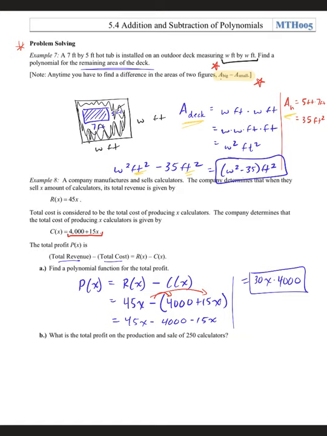The last thing is what's the total profit on the production sale of 250 calculators? So we want to find the profit on 250 calculators. Well, if we know that this function is 30X minus 4,000, so 30 times 250 minus 4,000. And we can use our calculators to do this. So we have 30 times 250 minus 4,000. And we get an answer of 3,500. And we're talking about profit, so that would be how much money they make when they sell 250 calculators.